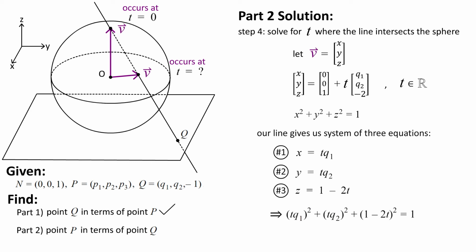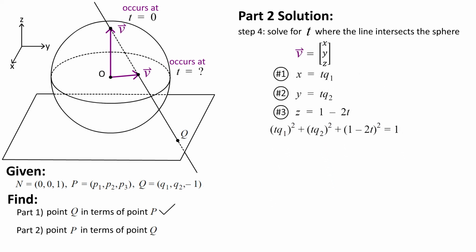Therefore, tq1 squared plus tq2 squared plus (1 minus 2t) squared equals 1. From here we should expect 2 solutions to this equation, one at t equals 0 and another at some unknown value of t. We can then expand this expression out to t squared q1 squared plus t squared q2 squared plus 1 minus 4t plus 4t squared equals 1.